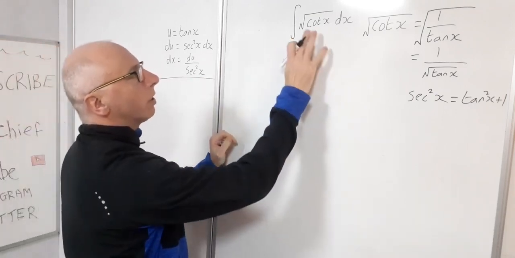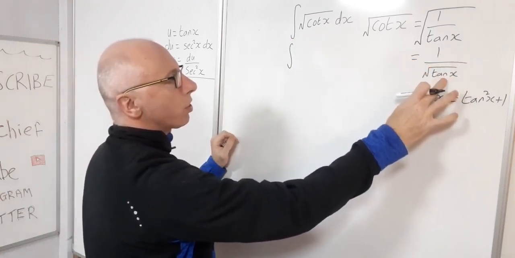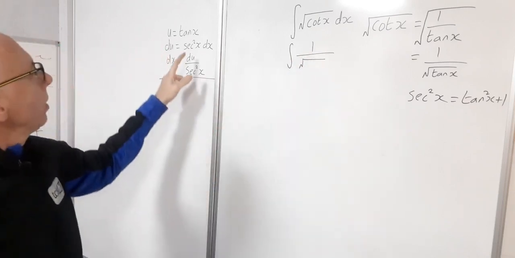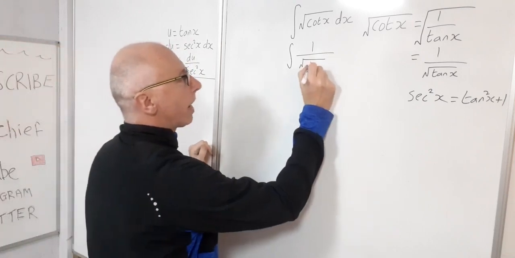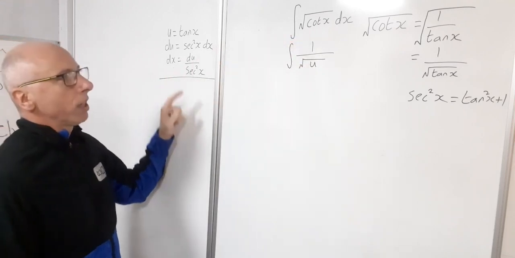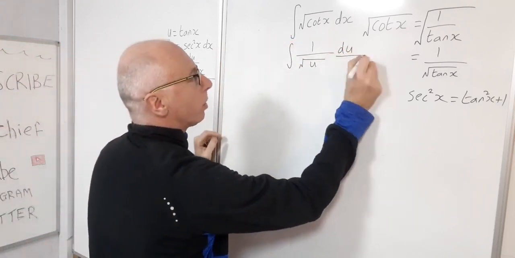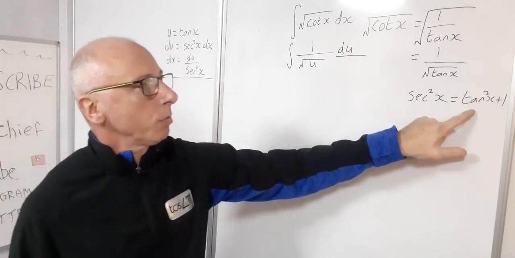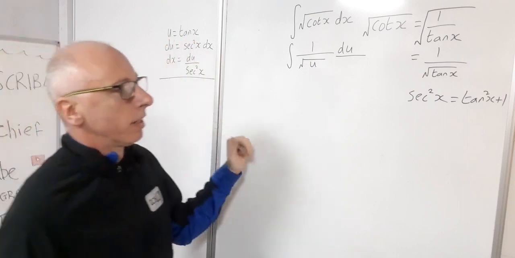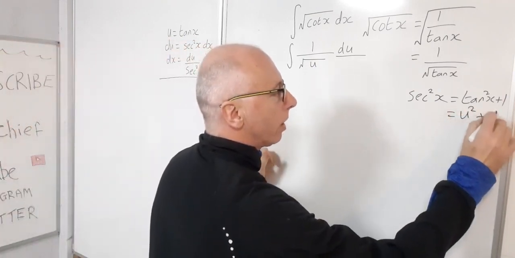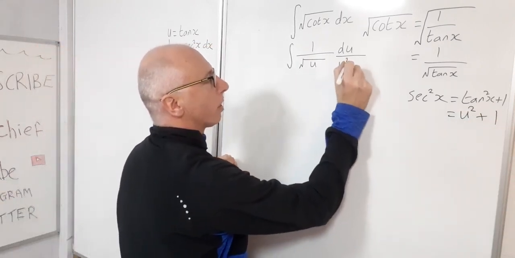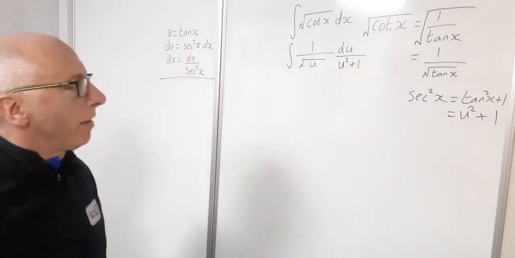So now we've got the integral. Cotangent x is basically 1 over the square root of tangent x. So 1 over square root, and tangent x is our u, so that takes care of that. And now we need to put in our dx, which is du over secant squared x. So we've got our du. Now secant squared x, we've got tangent squared x plus 1. Well, tangent squared x will be just u squared. So this will equal u squared plus 1. So let's put that in the denominator for our secant squared. So u squared plus 1, that takes care of that.